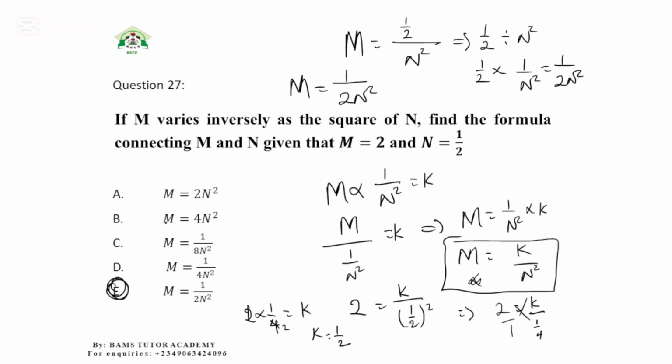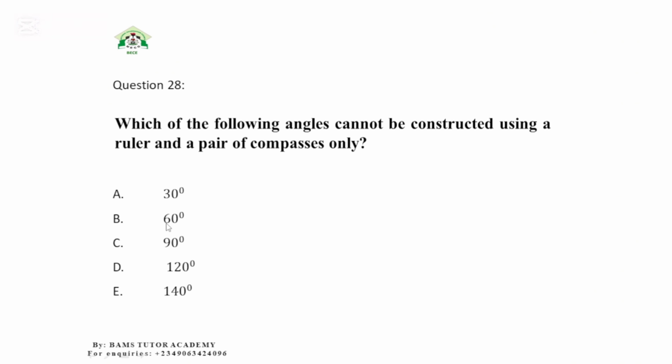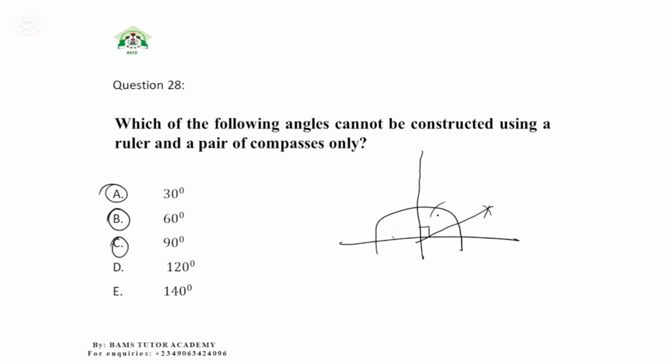So let's look at 28. Question 28: Which of the following angles cannot be constructed using a ruler and a pair of compass only? When it comes to this kind of question, you can construct 30, like what I showed you earlier. You can construct 60, 90, right? So this is the gist here. We have 180, then we have 90, we have 60 here, we have 30 here that can be constructed. We have 45 that can be constructed somewhere here, the half of 90.